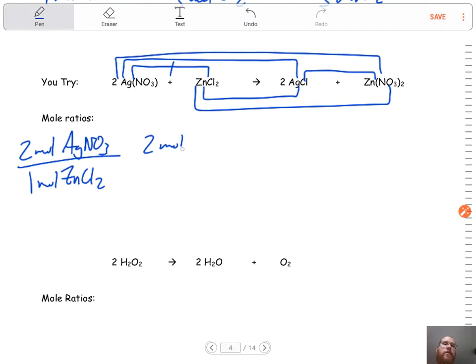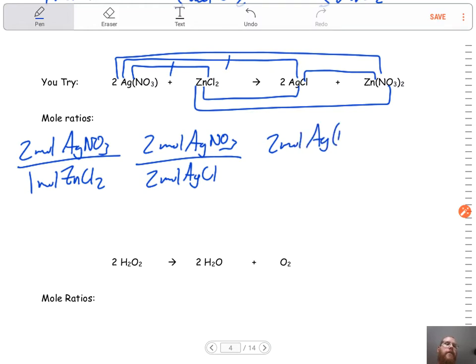Next one, 2 moles of silver nitrate compared to 2 moles of silver chloride. That one's gone. 2 moles of silver nitrate again compared to 1 mole of zinc nitrate. Remember, it doesn't matter, guys, if you put parentheses around a polyatomic when you only have 1. It's when you have more than 1 that you have to have parentheses, but it's just a good habit to put parentheses around it every single time.